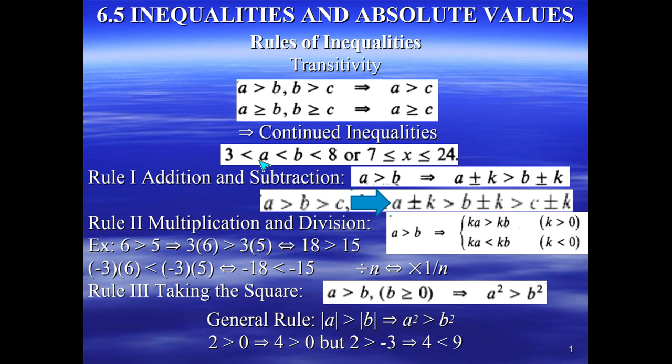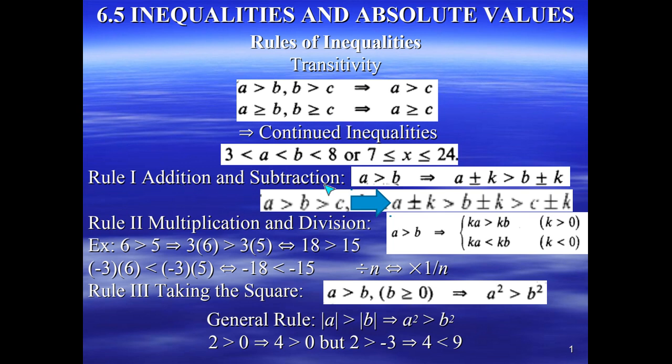When, for instance, 3 is less than A less than B, and B is less than 8, then we can write down such a thing: 3 is less than A less than B and less than 8, you see. Or we can also write down 7 less than or equal to x less than or equal to 24, to mean that x is situated between 7 and 24. It can be any real number between 7 and 24, including 7 and 24. The frontiers, the end points are also included if we write it this way as less than or equal or greater than or equal. We allow for equality as well.